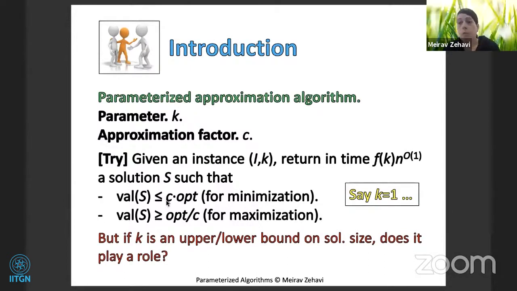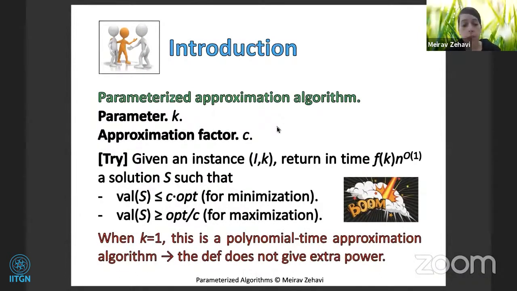When we talk about a decision problem, then k has a role. We want to find a solution of size at most k or at least k. But here, this definition completely disregards this meaning, and k doesn't play any role at all. So this doesn't help us. The definition doesn't give us any more power than some normal polynomial time approximation algorithm. So we are going to change it a little bit.